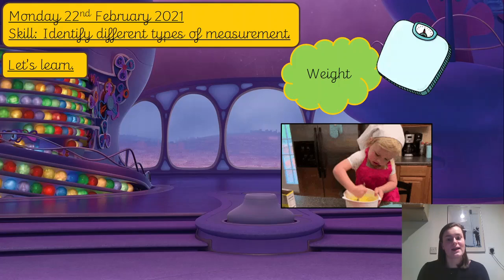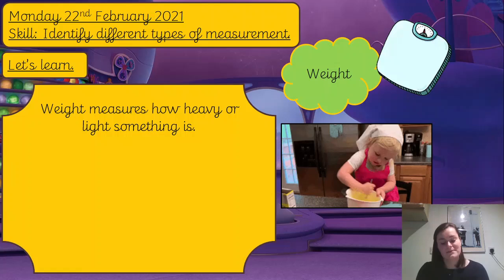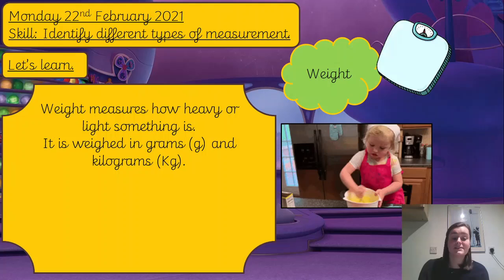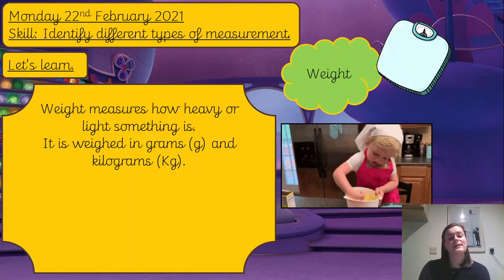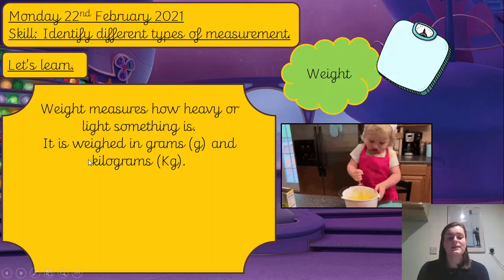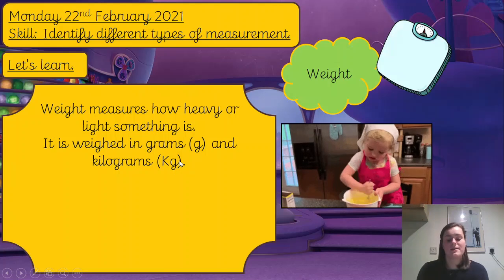Okay, weight then. Weight measures how heavy or light something is. So you probably knew that already, didn't you? And weight is weighed in grams and kilograms. The unit of measure for grams is just a little g, and kilograms is a capital K and a small g.